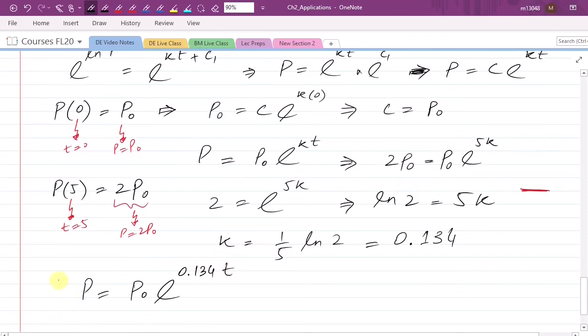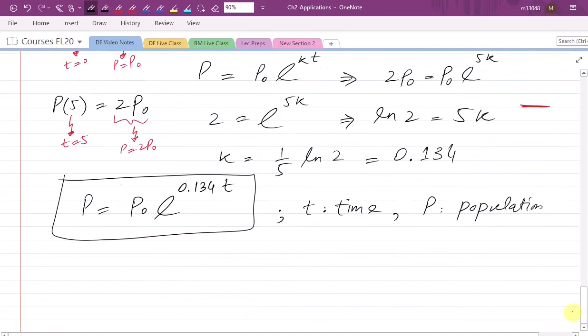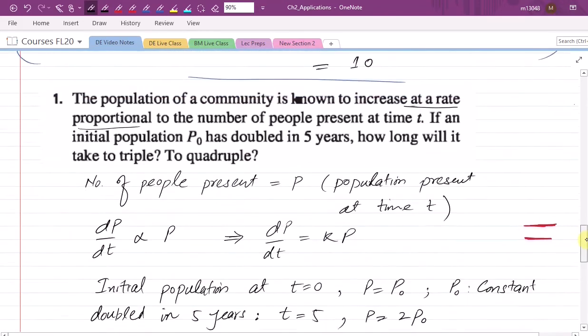Now this has only two variables, t as time and p as population. Once again, we are not treating P0 as a variable because this is a known constant. Whatever the value is, it is known. So is there any other question in the statement?